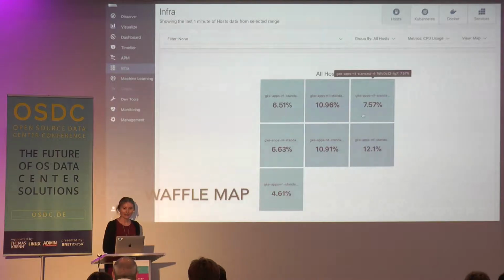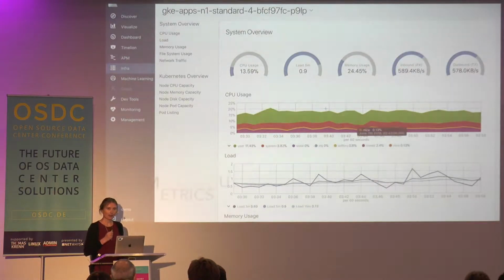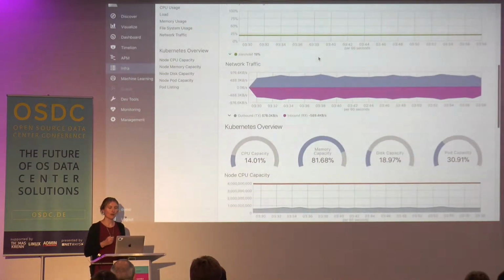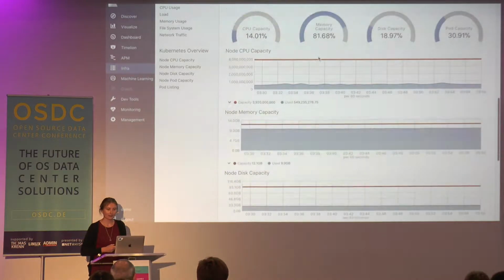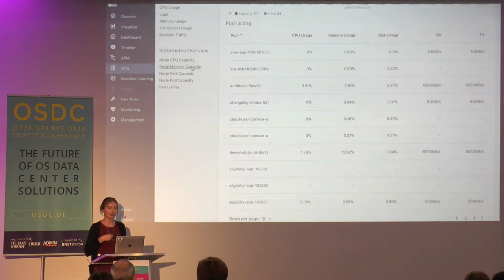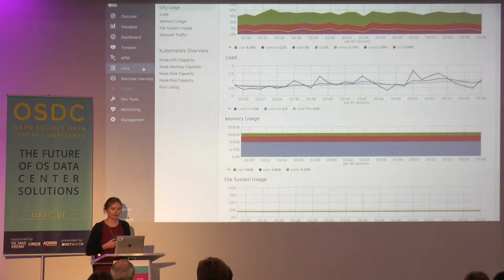So basically, as you can see here, this is the waffle map. And if you click on one of the squares, you can see more details about that particular pod. So you can see not only metrics, but also the logs that are coming from that particular pod.